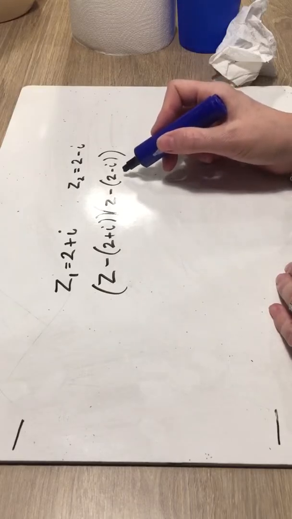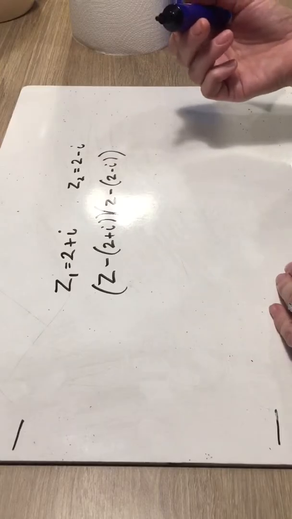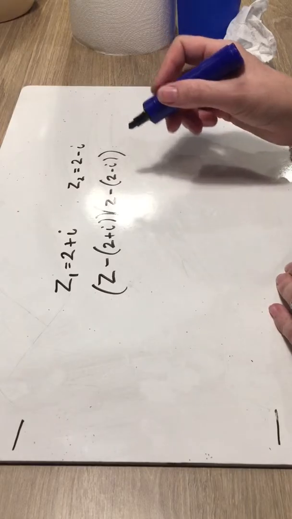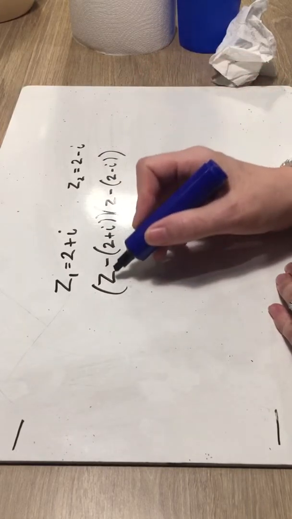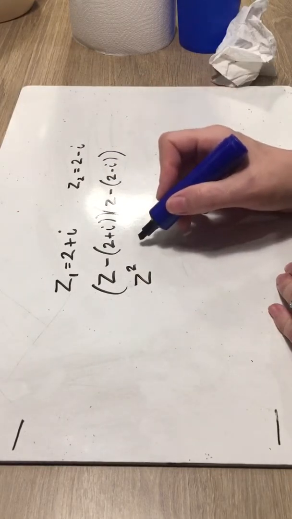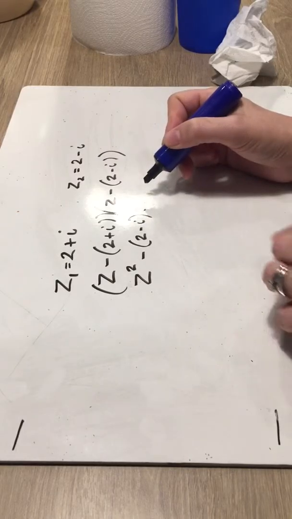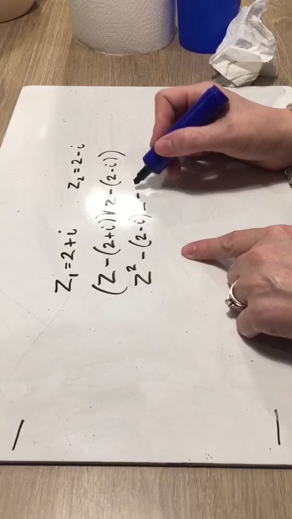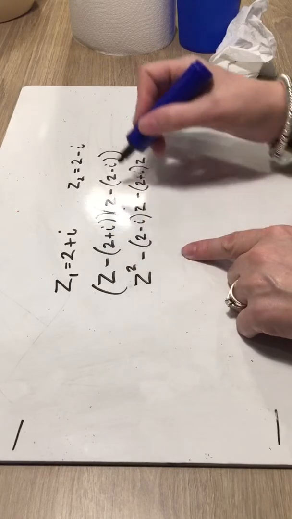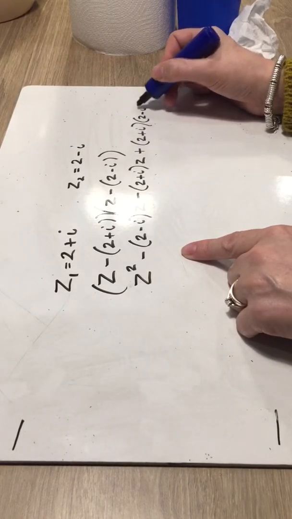So if these are both factors, if I multiply these together, that's going to still be a factor. So that's what we're going to do, and you just multiply these out like you would multiply out double brackets. So z times z, z squared. z times minus 2 minus i, so that's minus 2 minus i z. These two are going to be minus 2 plus i z, and then the last two will be plus (2 plus i)(2 minus i).